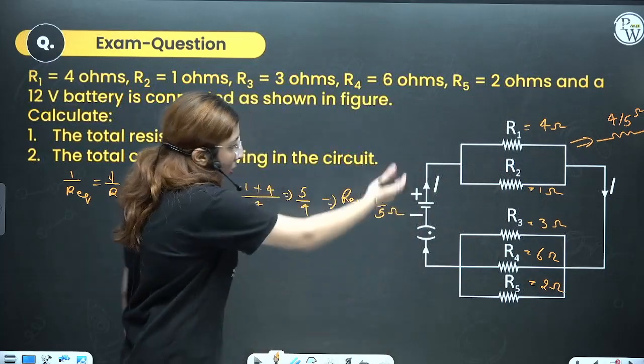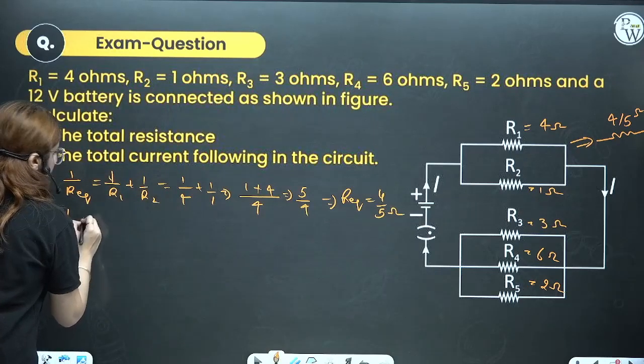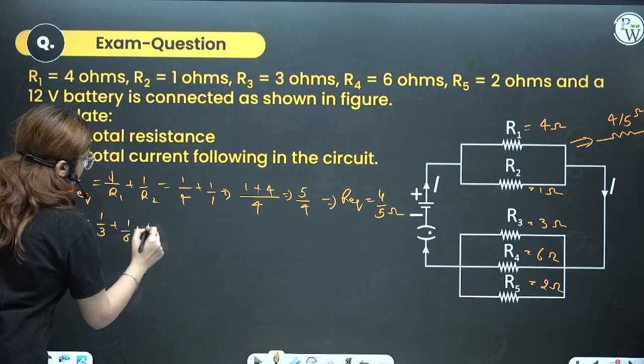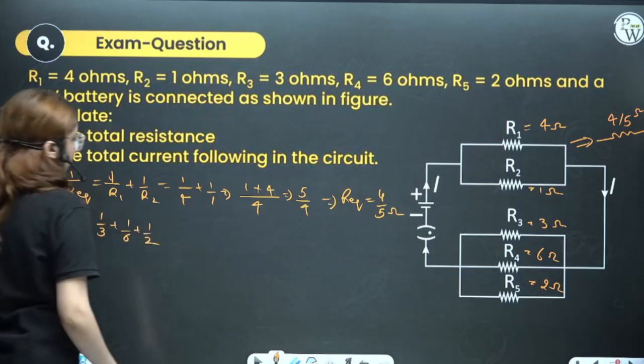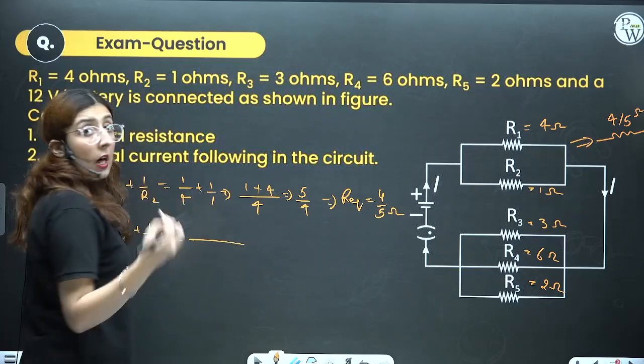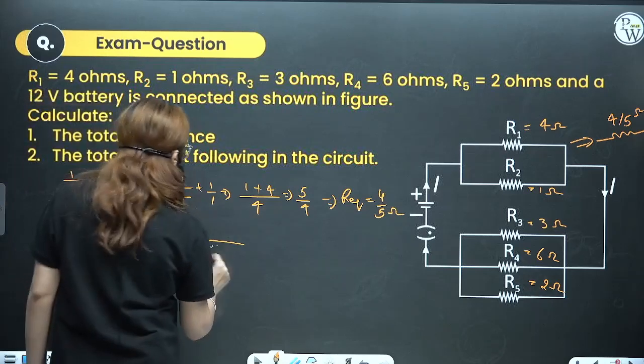Now for the 3, 1 by R equivalent will be 1 by 3, 1 by 6, 1 by 2. Simple. Take the LCM. I believe by now you all are comfortable with LCM because you have done the first chapter also. Okay, 6.